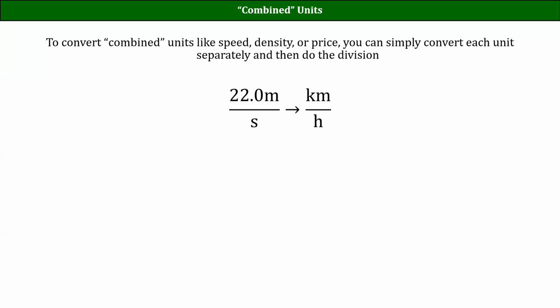So you can think of these as really 2 conversions in one, but there's nothing tricky about either of them individually. Converting from seconds to hours is easy. Converting from meters to kilometers is easy. The trick is just knowing that you then have to take those answers and put them back as a division problem.